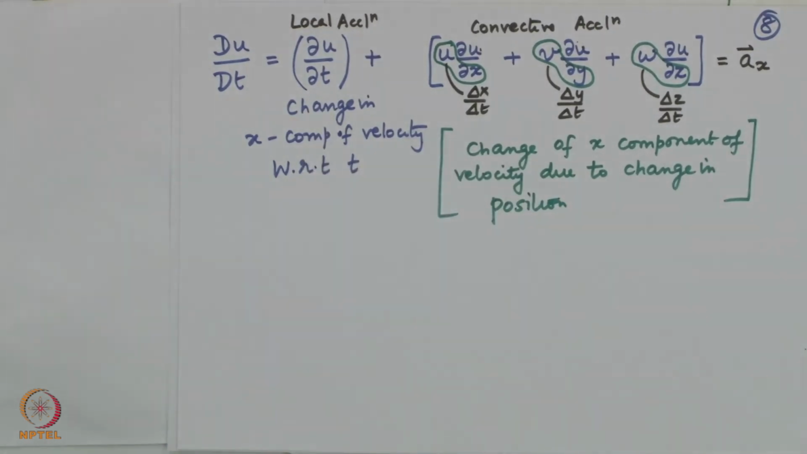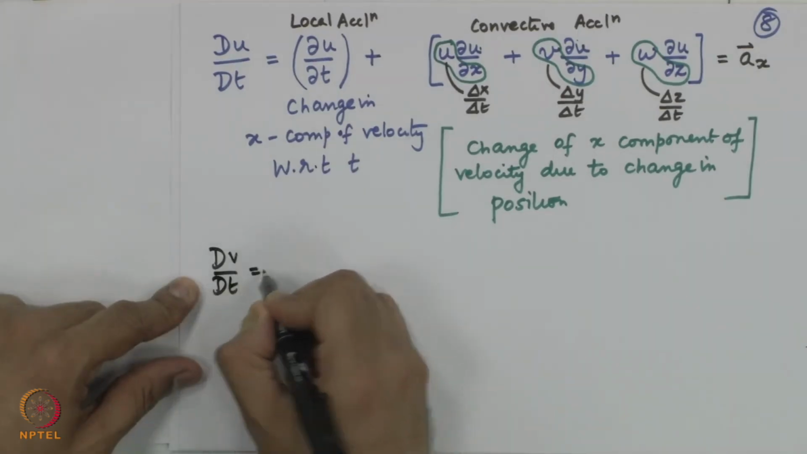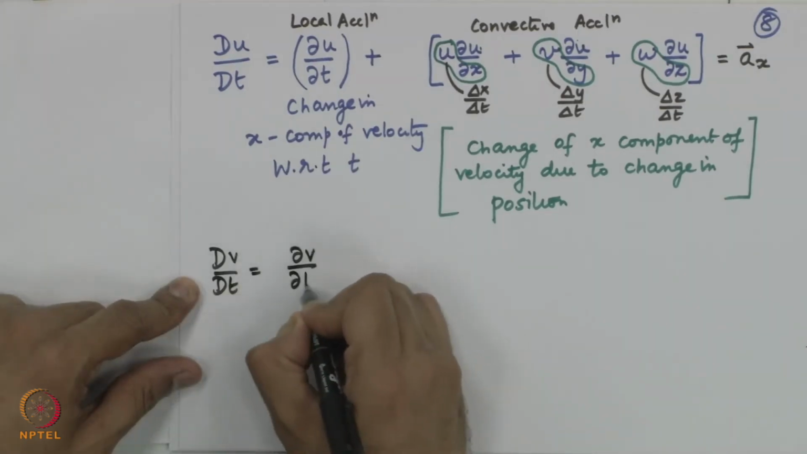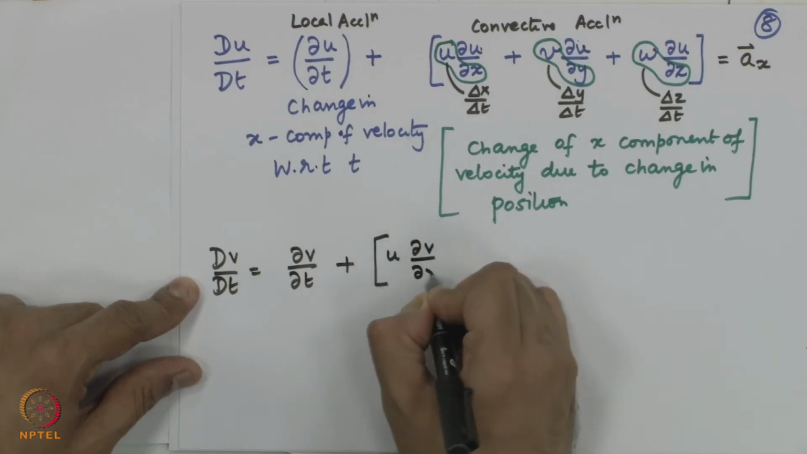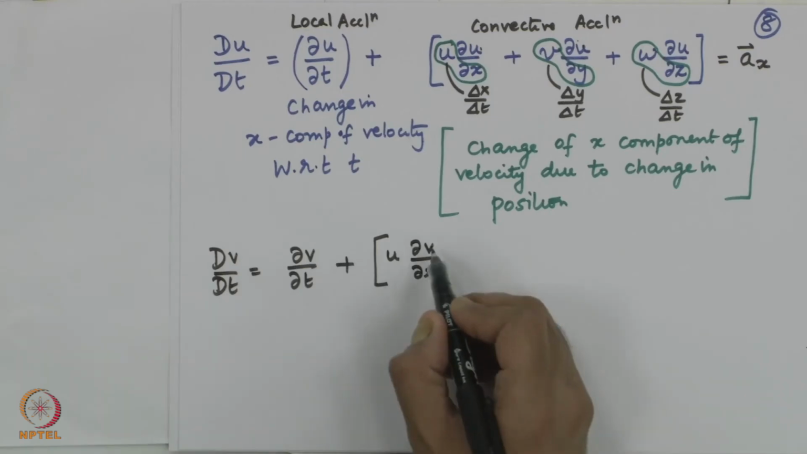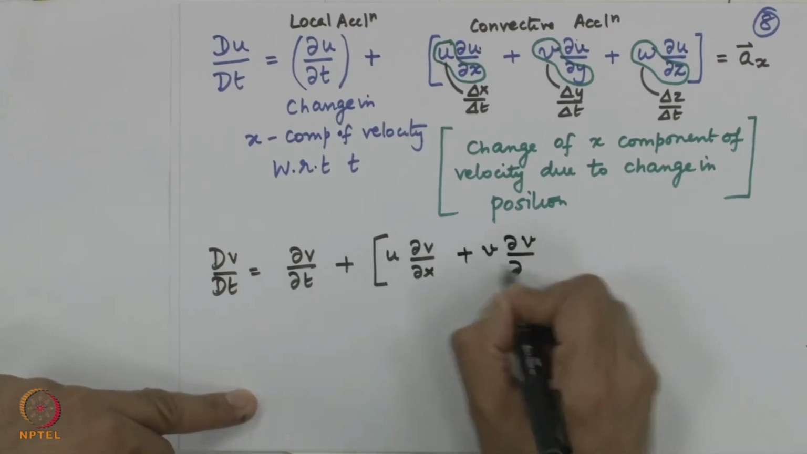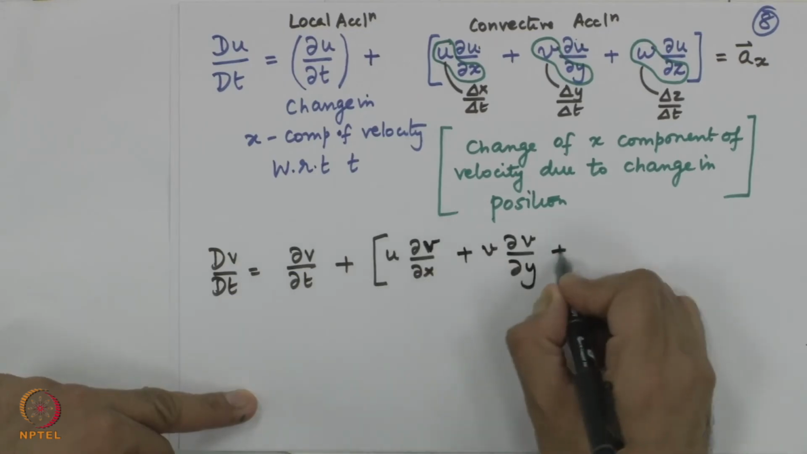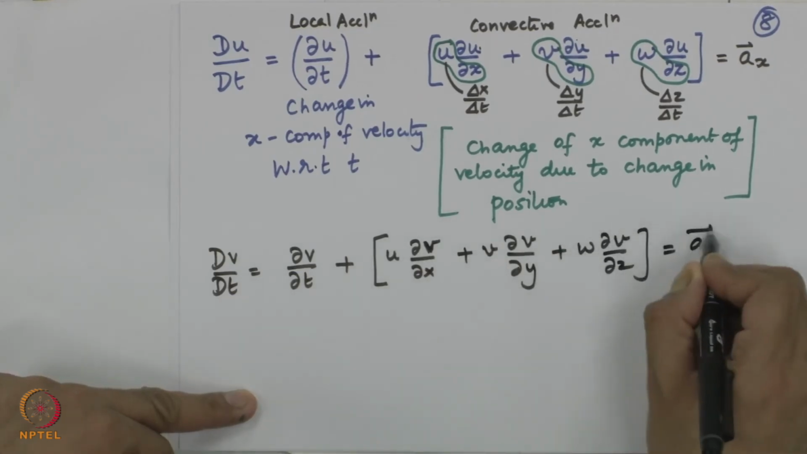du by dt is 0. I can write this for v: dv by dt. This is small v, d small v by dt plus u dv by dx. Please remember, when this is u, this is x. Y component, therefore small v. v dv by dy, w dv by dz. This is a y.